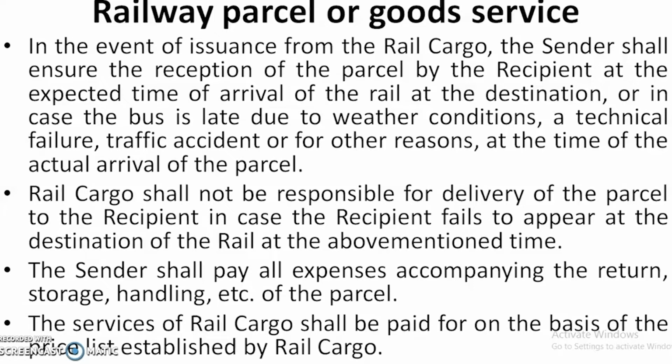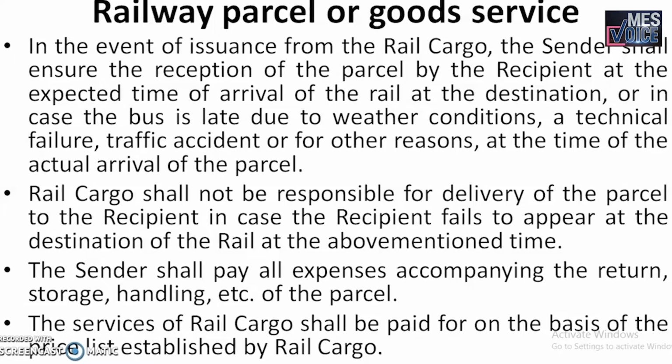So how does the railway parcel service actually work? We need to reach a railway station. There will be a parcel counter. We need to inform them what our product is and present our ID cards if needed. For example, if we need to transport our bike or car from one place to another, the documents we need to submit are the original RC book and the insurance copy of the vehicle.